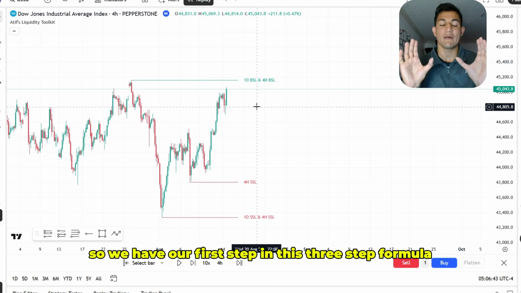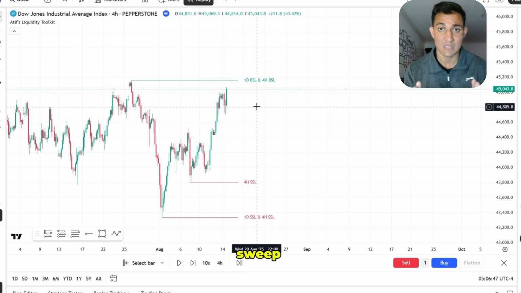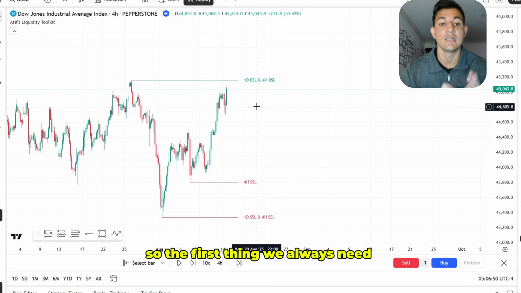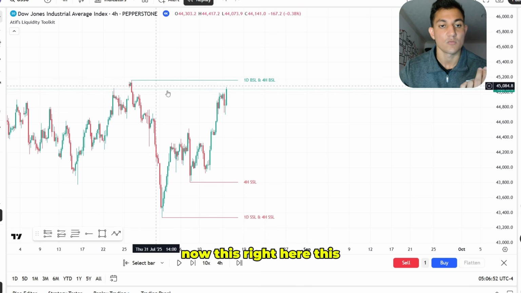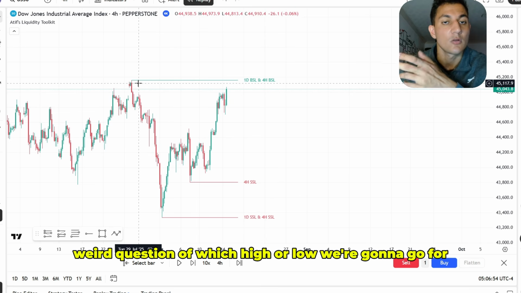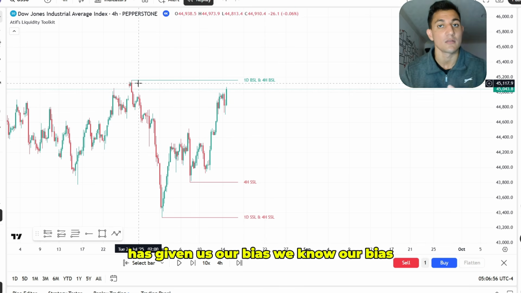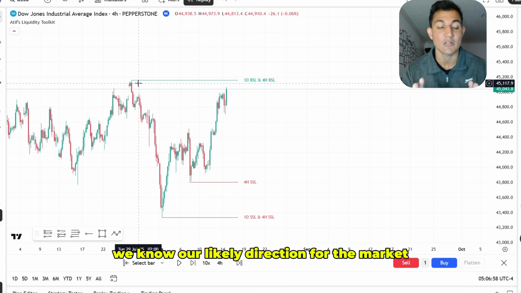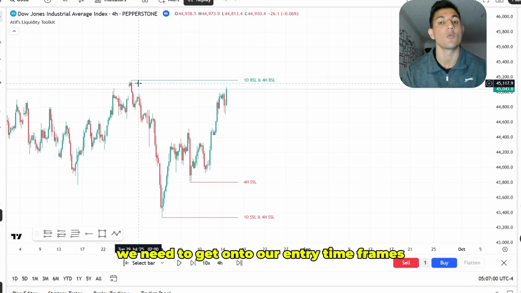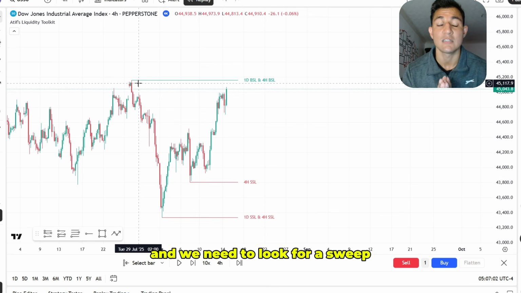So we have our first step in this 3-step formula, which is going to be bias, sweep, entry. So the first thing we always need is our bias. Now this right here, this almost weird question of which high or low we're going to go for, has given us our bias. We know our bias, we know our likely direction for the market. What do we need to do now? We need to get onto our entry time frames and we need to look for a sweep.